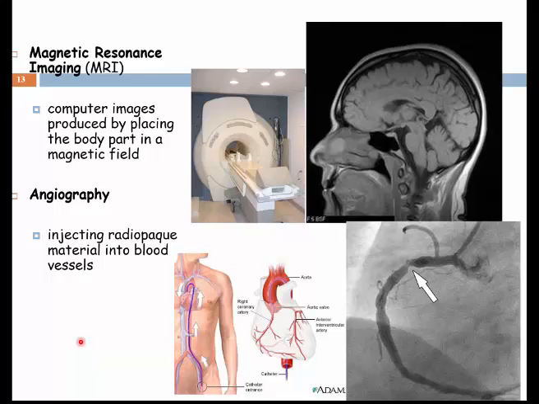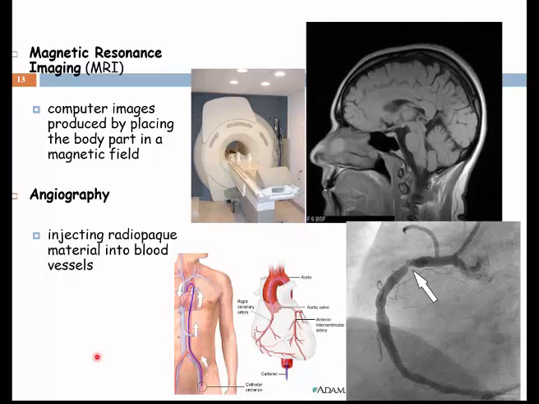Magnetic resonance imaging, or MRI, also results in three-dimensional images using computer synthesis. However, in this case, instead of using X-rays to obtain an image, the body part is placed in a magnetic field, and this is how the image is obtained. In this slide, you can see an MRI image of the brain. See the remarkable detail that's available for diagnosing.